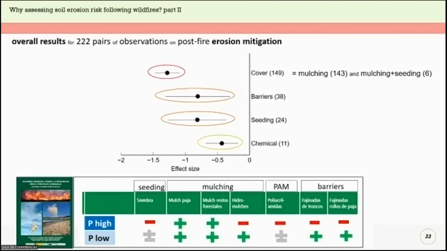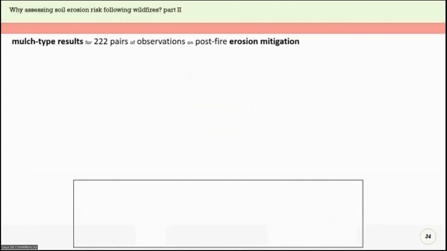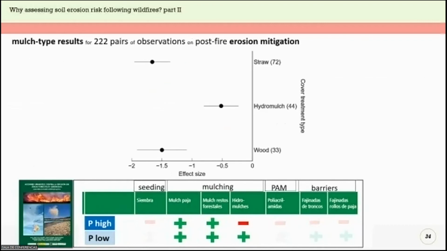If you have little rainfall, all the techniques work more or less. The seeding not and the chemical not. If you have lots of rainfall, forget about it. The only thing that works is mulching, and mulching with straw and mulching with forest residues. Don't use hydromulching, okay?